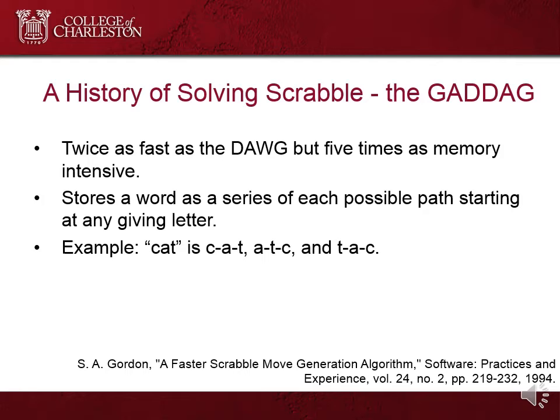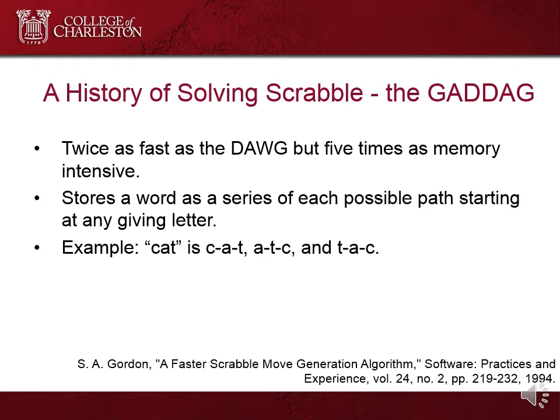GADDAG is never defined in the paper, but I suspect it's a play on words because it's a directed graph that works both forwards and backwards. It is twice as fast as a DAWG, but 5 times as memory intensive, so it's only practical to use on modern machines. The GADDAG stores a word as a series of each possible path, starting at any given letter. As you can imagine, this makes the GADDAG a much larger data structure than a DAWG.